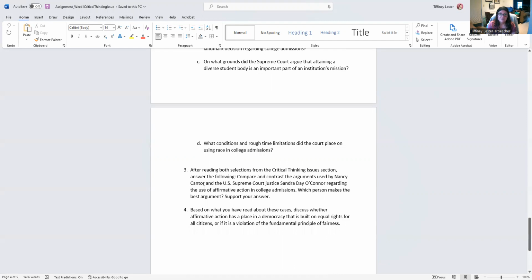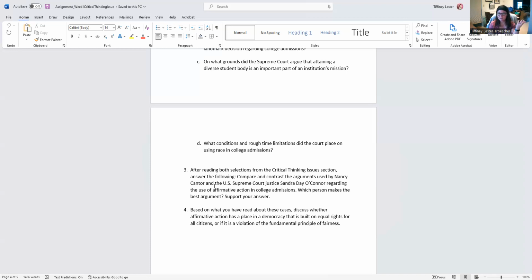Question 3. After reading both selections from the Critical Thinking Issue section, answer the following. Compare and contrast the arguments used by Nancy Cantor and U.S. Supreme Court Justice Sandra Day O'Connor regarding the use of affirmative action in college admission. Which person makes the best argument? Support your answer. They're both arguing in favor of it, so we're not reading two opposing points of view here. They're both saying that these schools were in the right, at least partly, for using race as part of their admissions process.